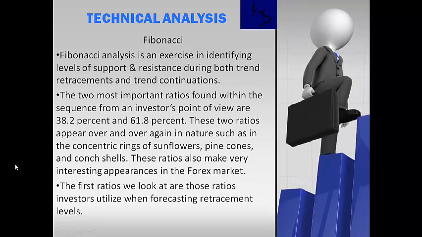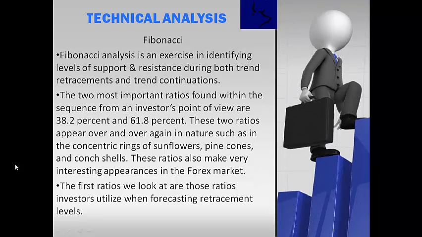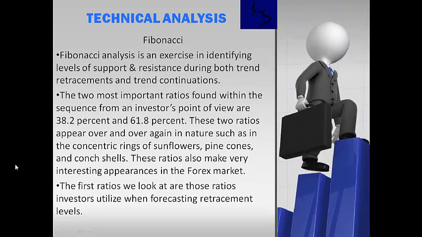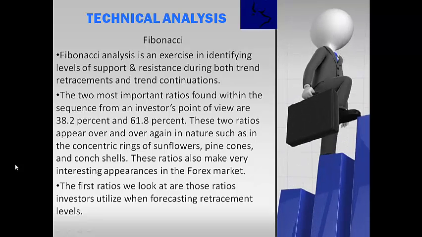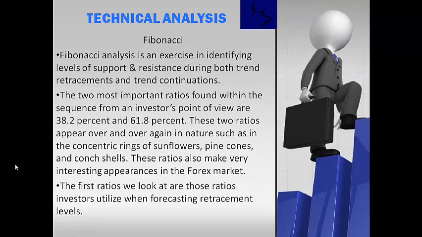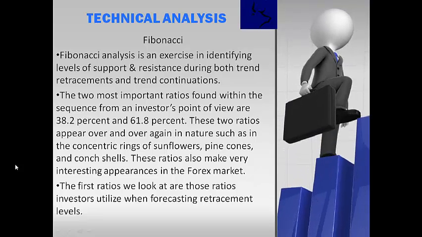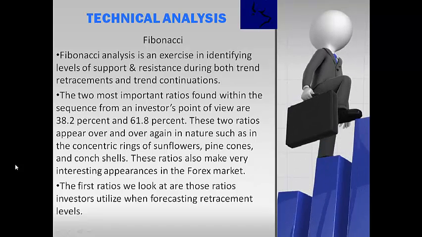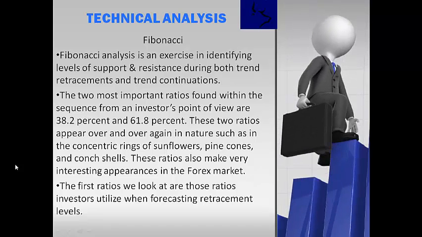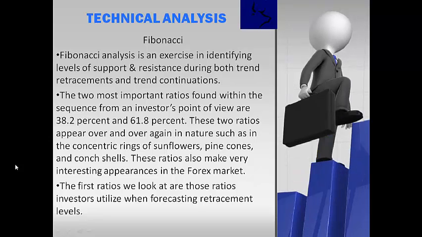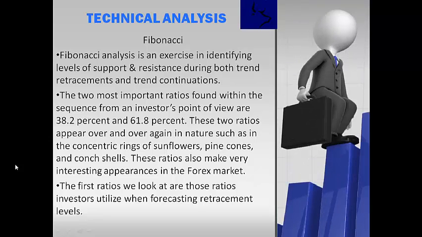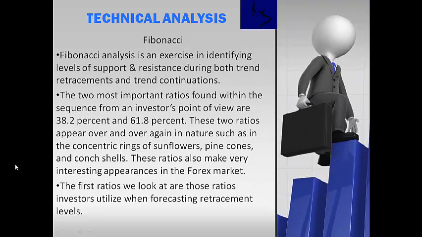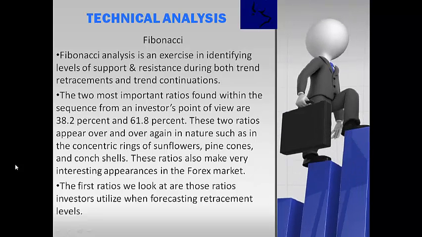However, the two most important ratios found within the sequence from an investor's point of view are 38.2% and 61.8%. Those are called the golden ratios. These two ratios appear over and over again in nature, such as in the concentric rings of sunflowers, pine cones, and conch shells. These ratios also make very interesting appearances in the Forex market. That's weird, but that's true and that's real. Once we know these, you can have a lot of confidence when investing.